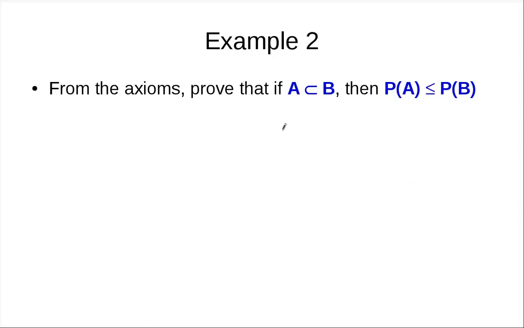Now, if you want to prove that if A is a subset of B, then the probability of A is not greater than the probability of B, how are we going to prove that? If you need more time, you can just pause the video. All right, so let me give you the solution.